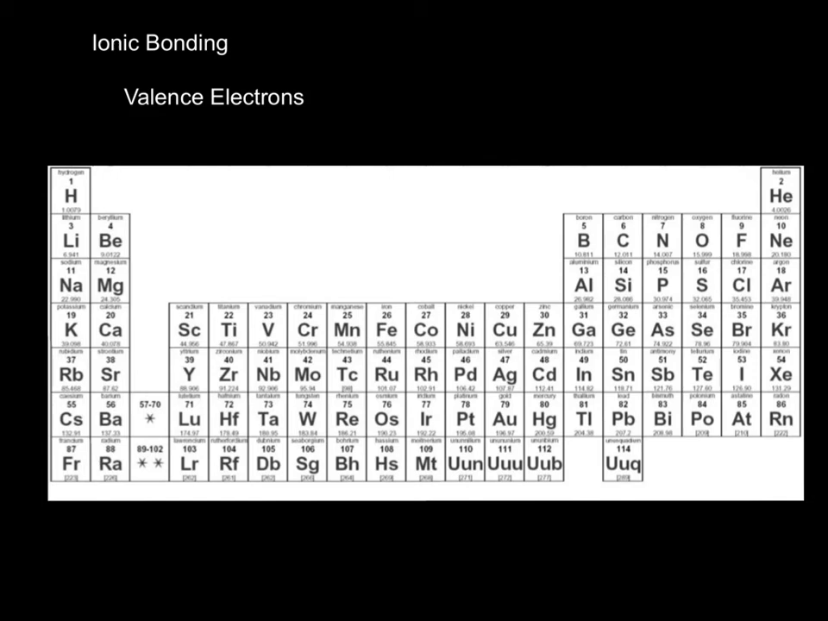In this video we're going to talk about ionic bonding. So we'll start by talking about something that we've already learned about, which is valence electrons. Okay, remember the little shortcut we learned to figure out how many valence electrons something has?